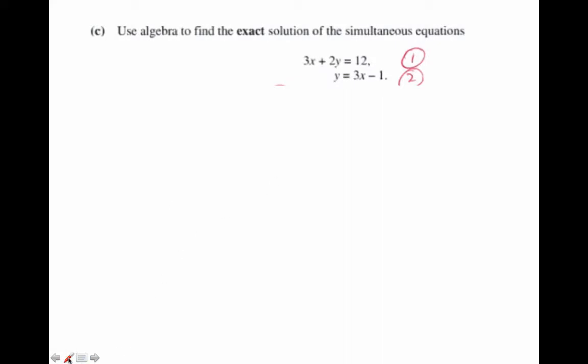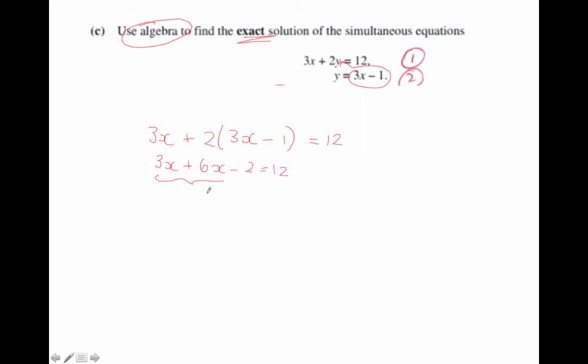The final part of this question said, now do the same thing, find the exact solutions using algebra. So same equations, using algebra to find the solutions. Right. In this instance, different ways of solving simultaneous equations. If I'm given y as the subject, I'm just going to substitute this in for y into the first equation. So I get 3x plus 2 lots of 3x minus 1 is equal to 12. And then if I expand this, I get 3x plus 6x minus 2 equals 12.